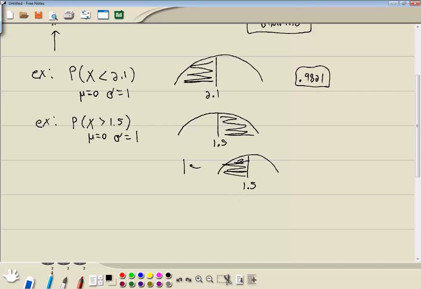Well, the 1 represents the entire curve shaded. And if we subtract off the area to the left of 1.5, that'll give us the area to the right. And this is the way it always works. Whenever you've got the greater than, you'll always rewrite as 1 minus, and then the area shaded to the left. Well, now we're ready to plug this into the HP Prime. So let me go back there.